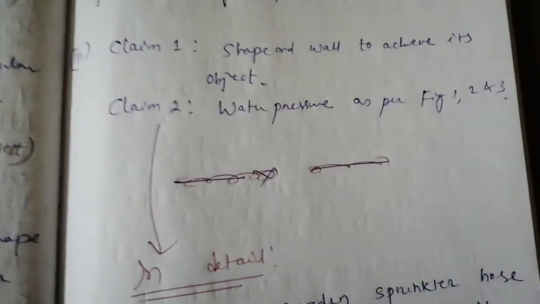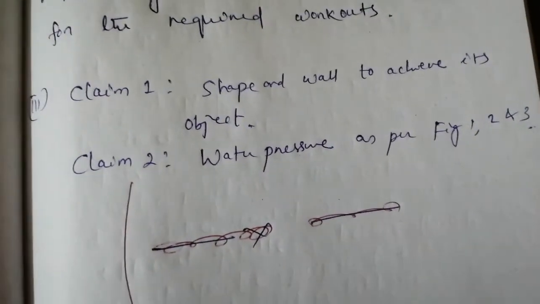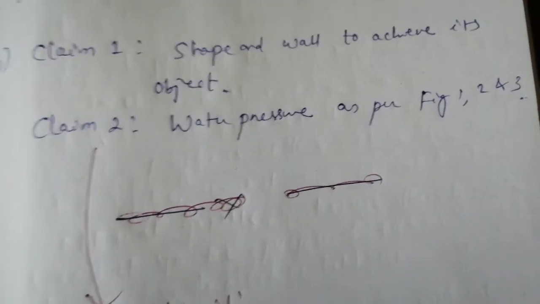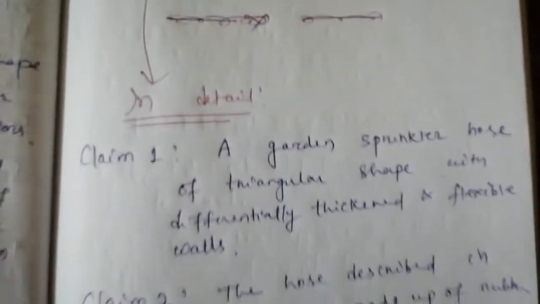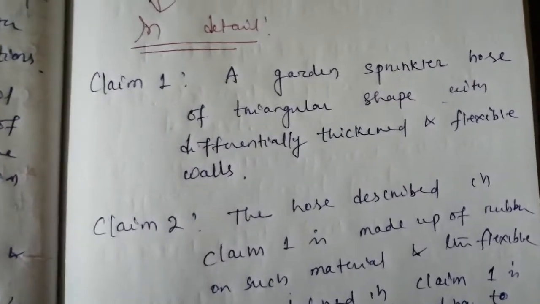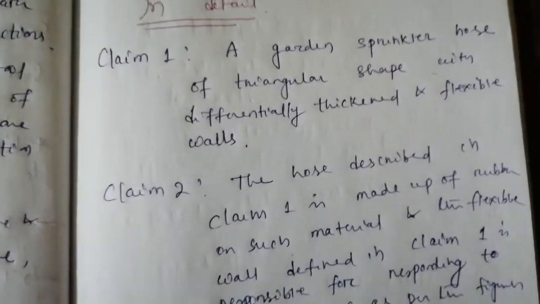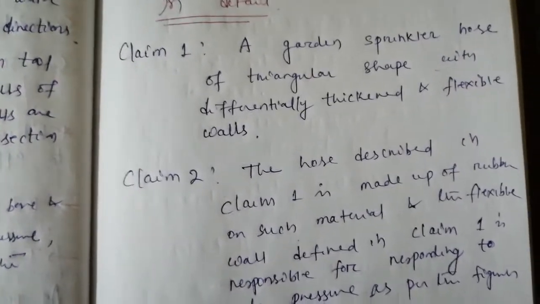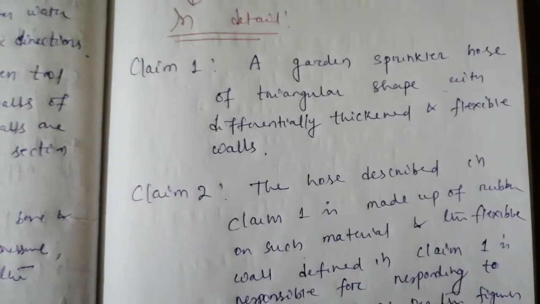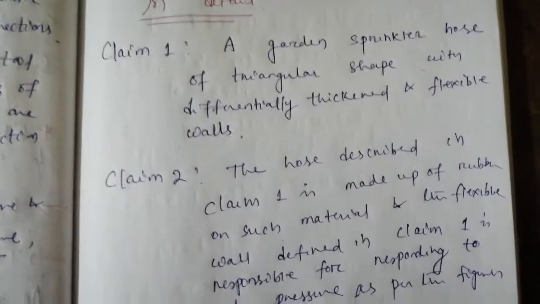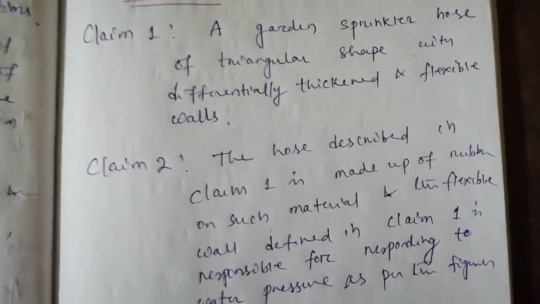So the answer can be, here I have written claim 1, shape and wall to achieve its objects. That means I have just given the points here. And for claim 2, water pressure as per figures 1, 2 and 3. But exactly in detail what should be written in the claims? We know if there are 2 claims, the first claim must be an independent claim, and the second claim should be a dependent claim, because we are writing only 2 claims. So if one is independent, the second one must be dependent.